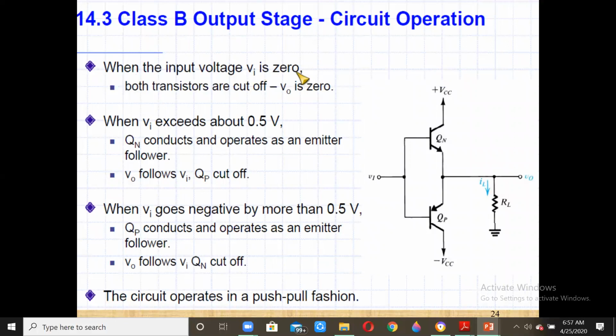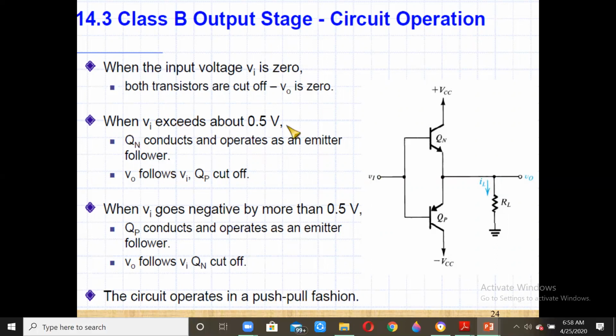When the input voltage Vi is 0, we see that both the transistors are off, cut off, and V0 will be 0. So under quiescent conditions, that means 0 input signal conditions, the output will be 0.